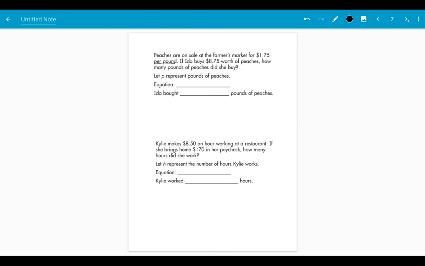The next part: if Ida buys $8.75 worth of peaches, how many pounds of peaches did she buy? Okay. So I know I just read the problem, but what I want you guys to do, again, is let P represent pounds of peaches, write your equation, and tell me how many pounds of peaches she bought. I want you guys to try this problem on your own. So pause the video, take your time, solve the problem. And if you're really having trouble, then you could stop and play the video. I'm going to break it down for you momentarily. All right, so get to it.